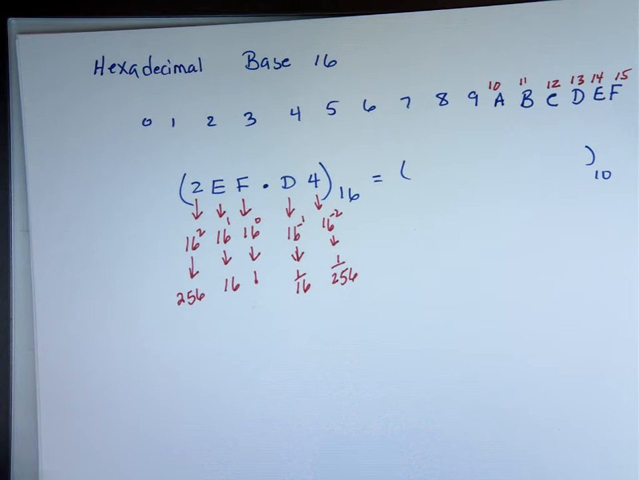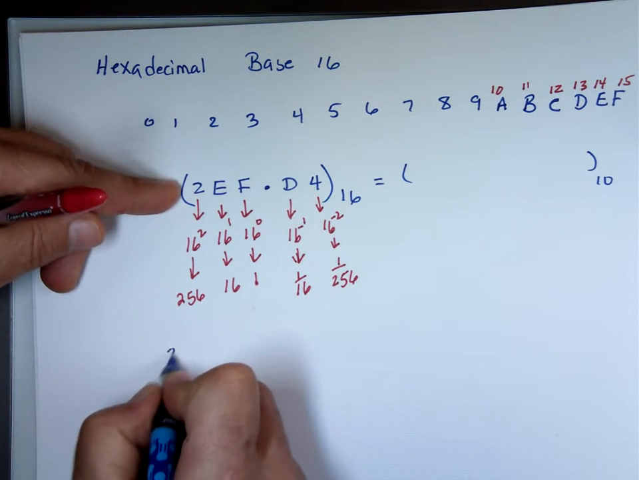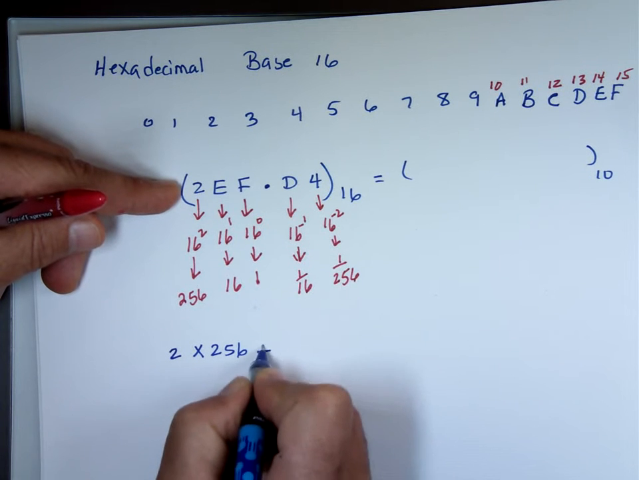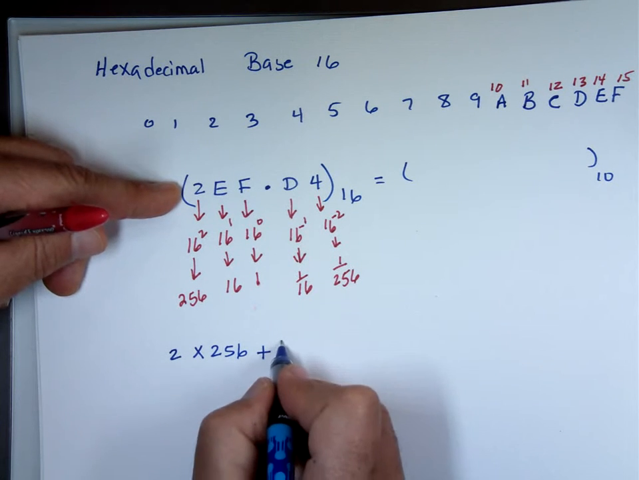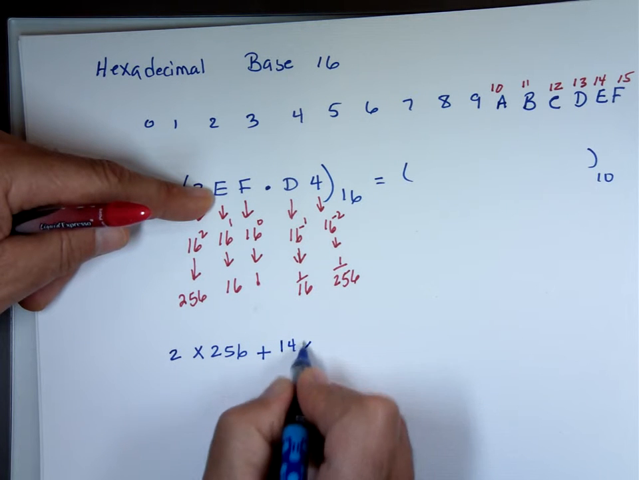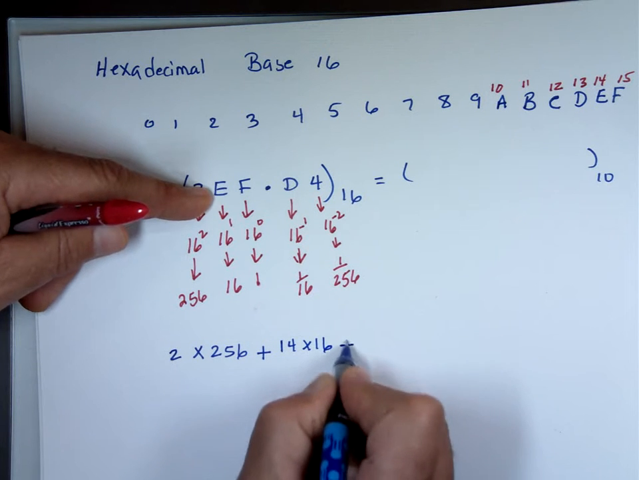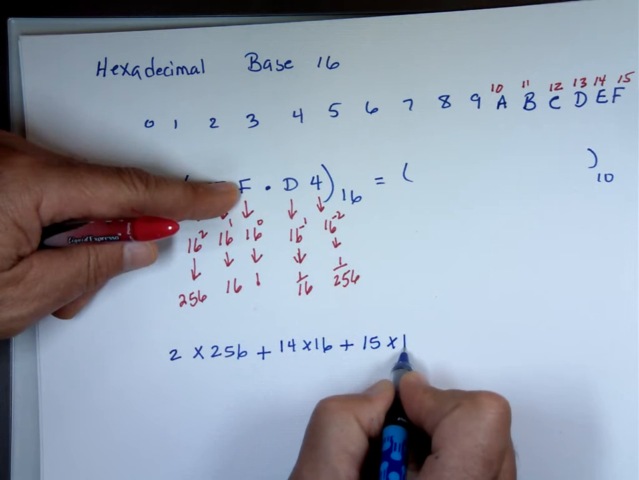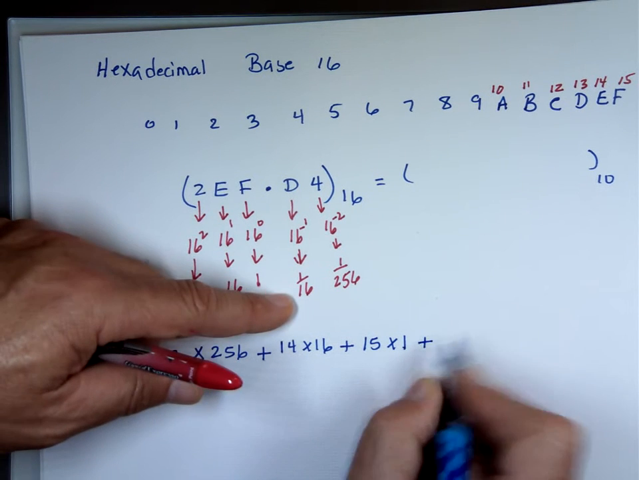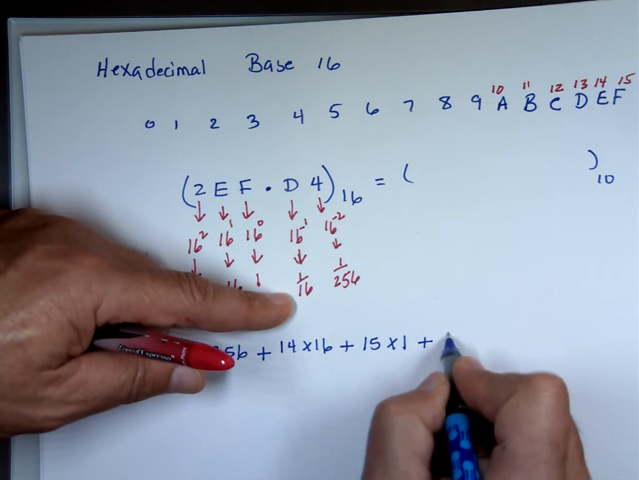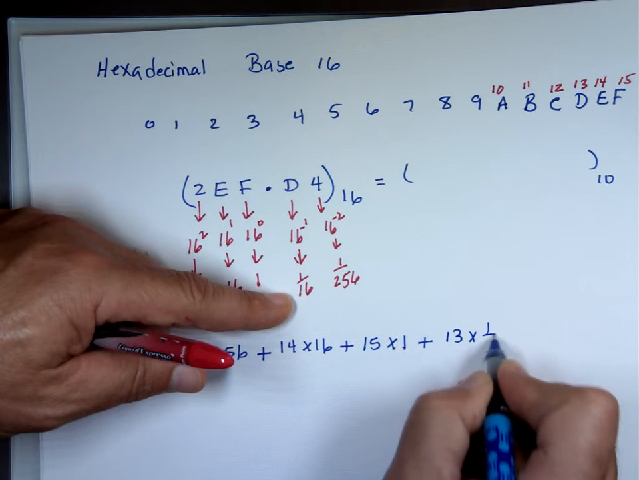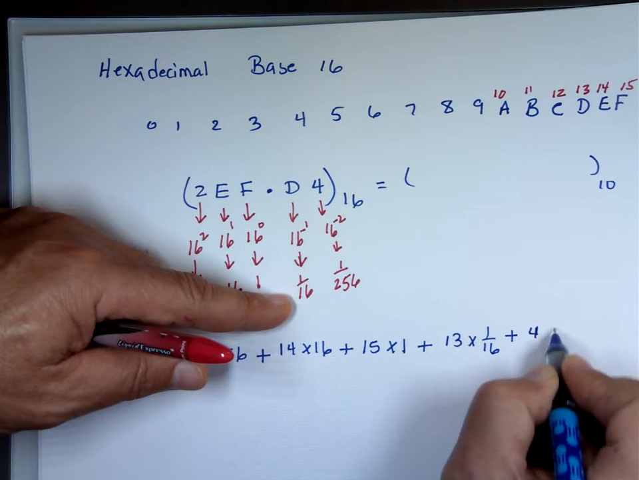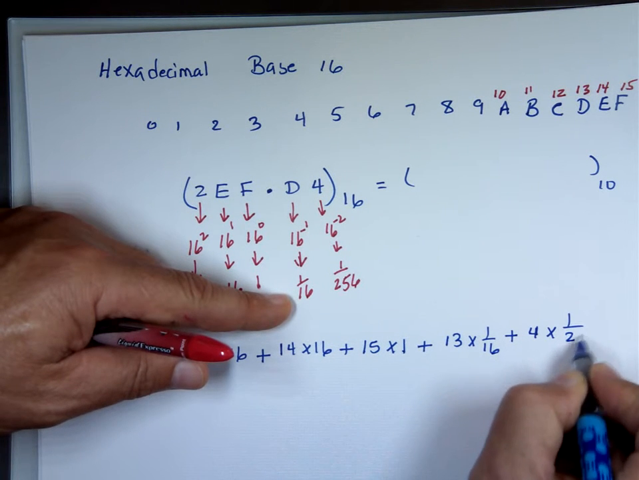So let's see what that number equals in base 10. 2 times 256 plus E. E is what? 14. 14 times 16 plus F. F is what? 15. 15 times 1 plus D, which is 13, times 1/16 plus 4 times 1 over 256.